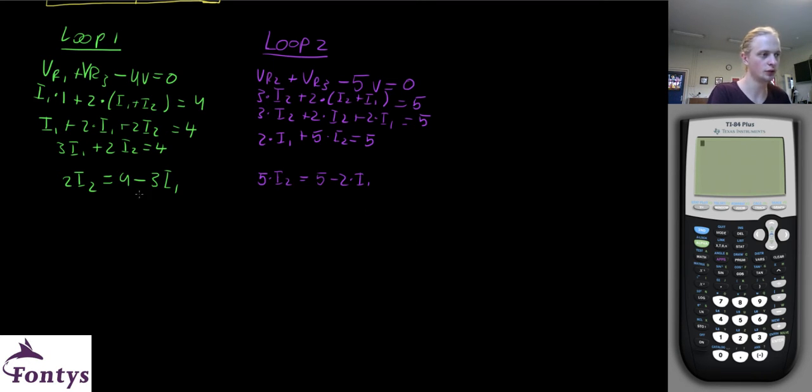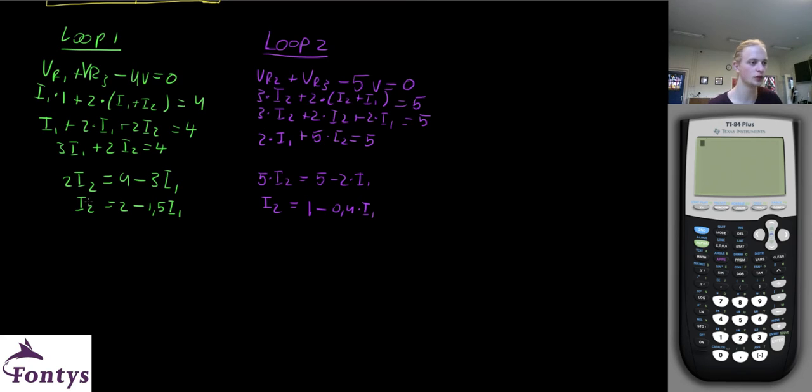If we want to know I2 on both sides, you have to divide by the constant factor that's in front of it. So you get I2 is equal to 4 divided by 2 is 2, minus 3 divided by 2 is 1.5. And for the second loop, you get that I2 is 5 divided by 5, which is 1, minus 2 divided by 5, which is 0.4, so it's 0.4 times I1.